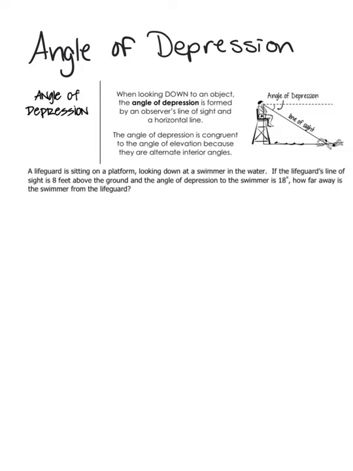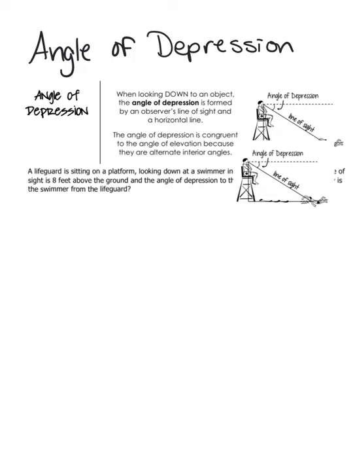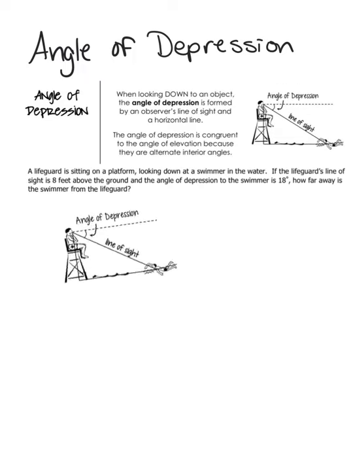So this problem says a lifeguard is sitting on a platform looking down at a swimmer in the water. If the lifeguard's line of sight is 8 feet above the ground and the angle of depression to the swimmer is 18 degrees, how far is the swimmer from the lifeguard? So, and this is drawn out for us actually in this picture right here. So let's look at this picture. So we're going to take this, and I'm just going to move it over here so that we can see it just a little bit bigger.